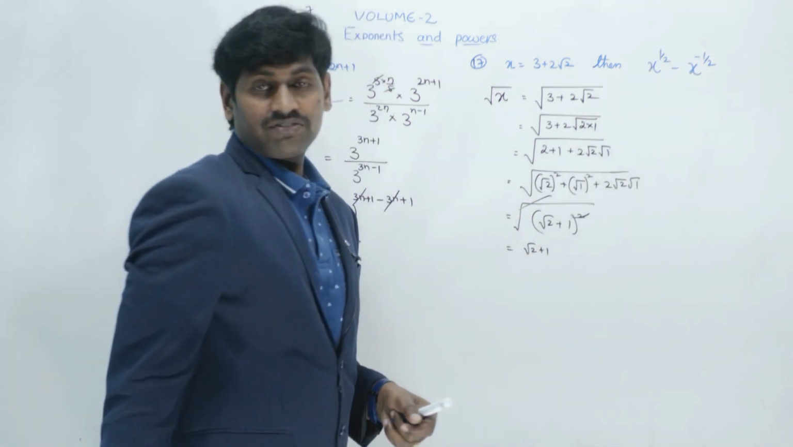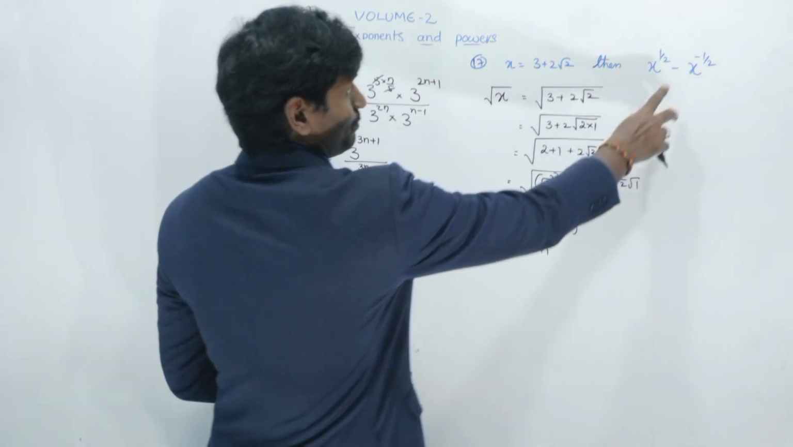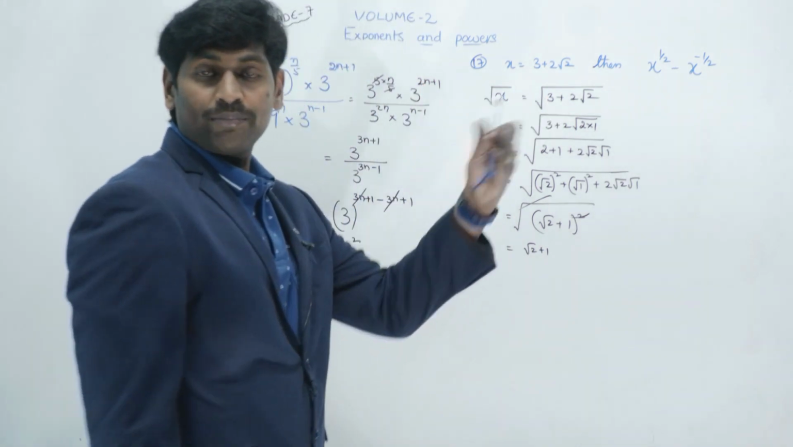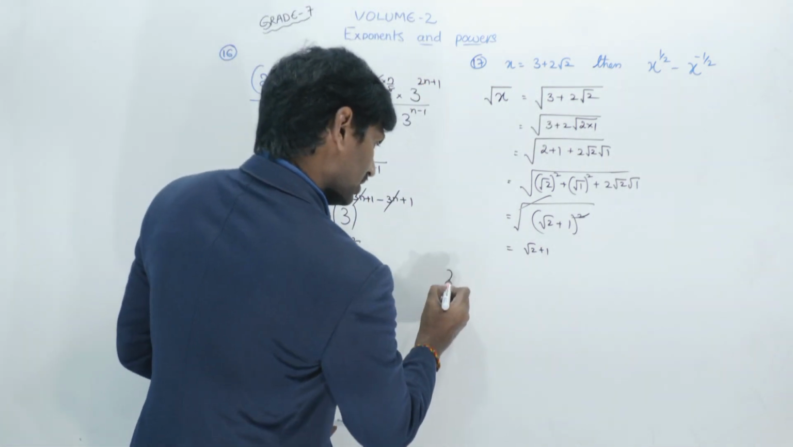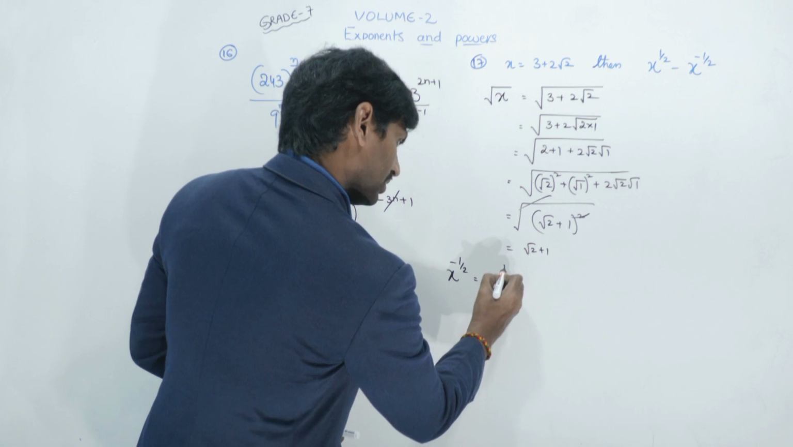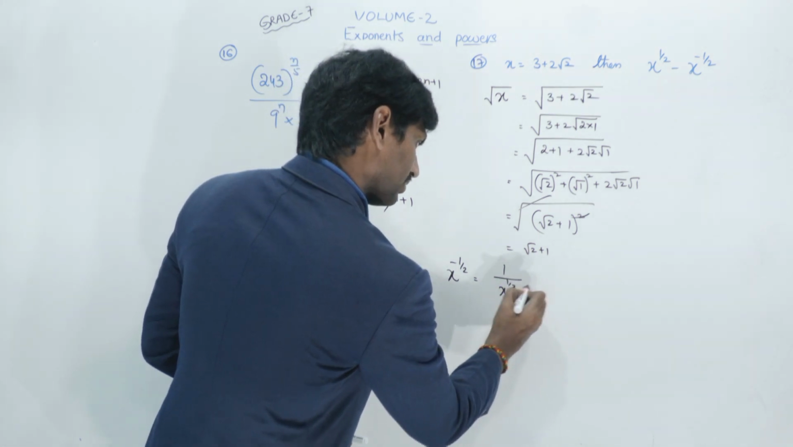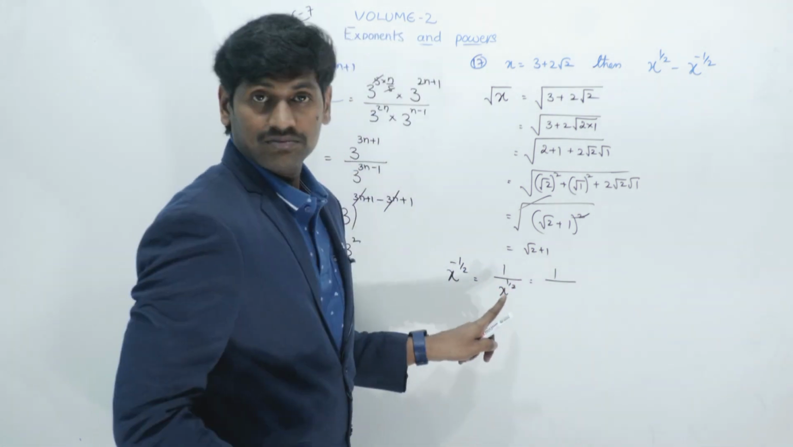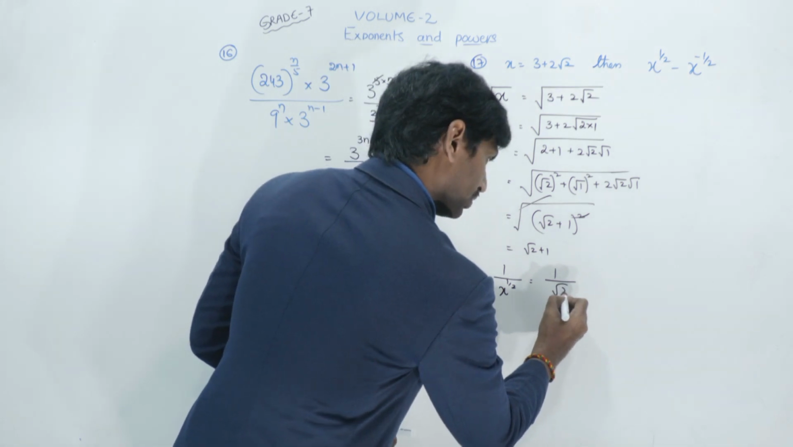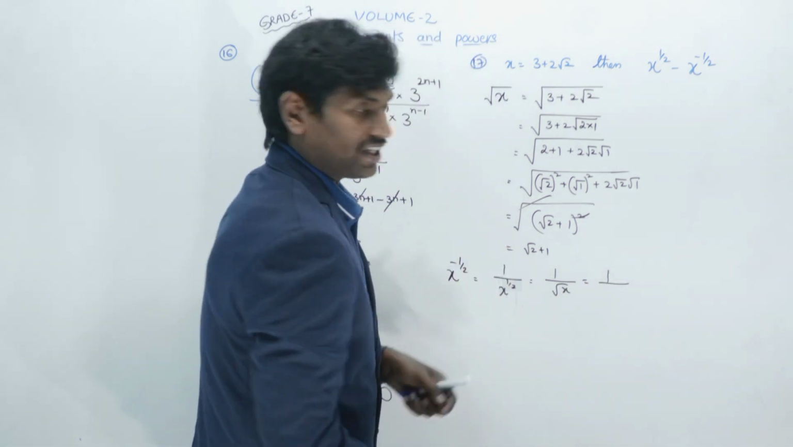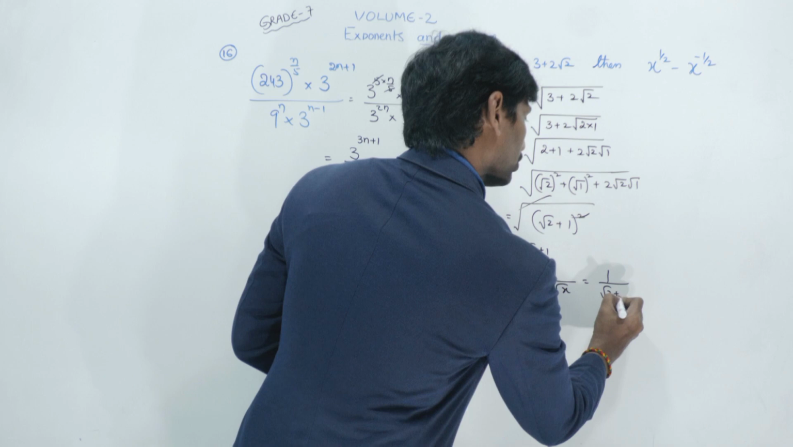Here 1 by root x value. x power minus 1 by 2 means 1 by x power 1 by 2. That is equal to 1 by root x. We already found the root x value, that is root 2 plus 1.